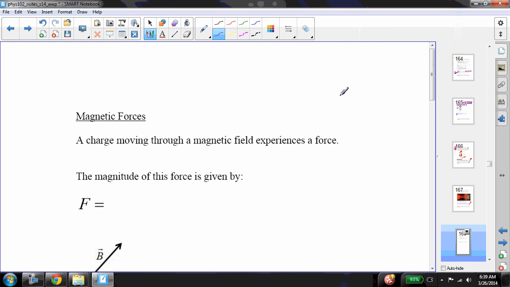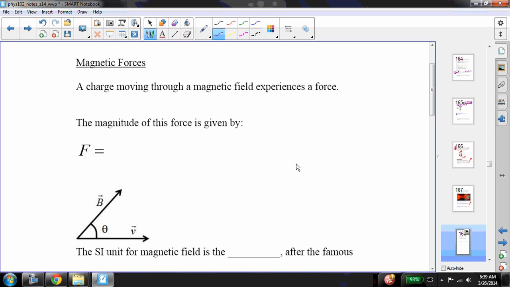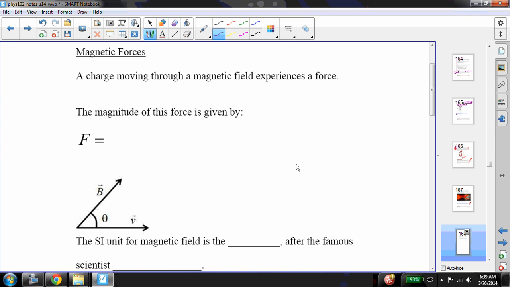Okay, so whenever we have a charge moving through a magnetic field, it will experience a force. And we can calculate the magnitude of that force. It's going to be the charge, the velocity of that charge, times the magnetic field, times the sine of the angle theta.